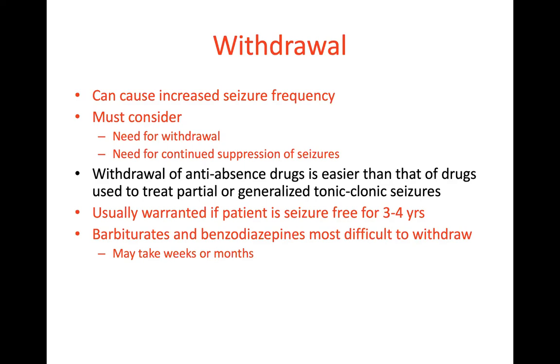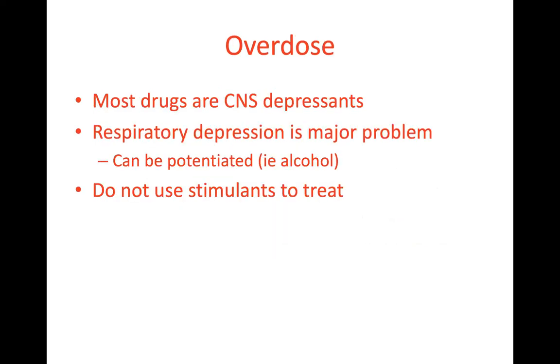You may be dealing with addiction. You may be dealing with several other things that are occurring there. As far as all of these anticonvulsants we've talked about this afternoon, when people overdose, what we find is that most of the overdose is due to CNS depression. The biggest concern is respiratory depression, and if alcohol is involved, this can really potentiate it.